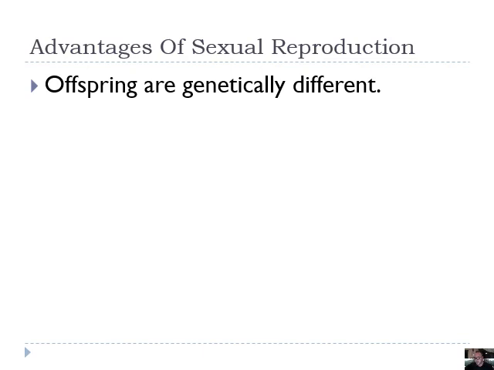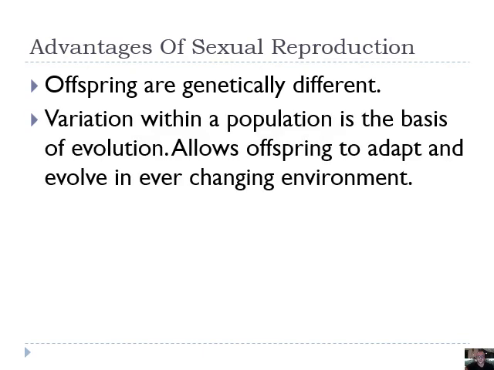Okay, and it is important, and it's good to have this variation, because it's going to allow for adaptations to occur between two different organisms, or maybe one organism is good at adapting to multiple damages such as droughts and wind and all those kinds of things, whereas the other one isn't, and those can be shifted along. This variation will ultimately lead to evolution eventually. Okay, so here we go. Variation within a population is the basis of evolution and allows offspring to adapt and evolve in ever-changing environments.